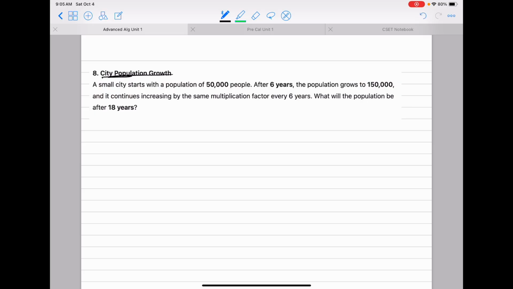City population growth. Write this one down. A small city starts with 50,000 people. So you just got to write city starts 50,000. After 6 years, population is 150,000. What is the population after 18 years? Okay, right now we're just setting these up and making the equations.